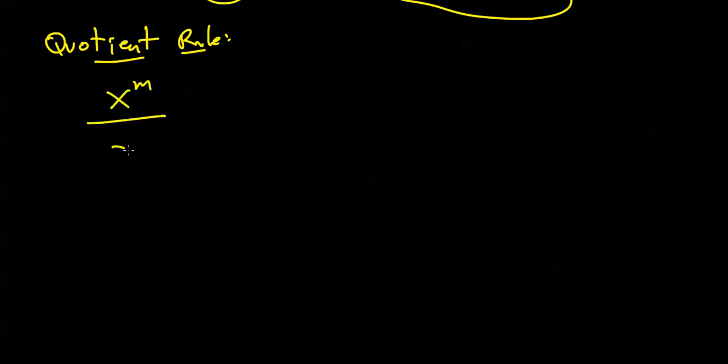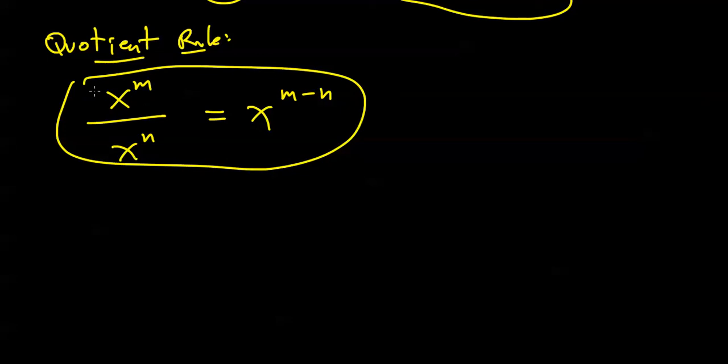Alright, now let's see, one more rule for today, quotient rule. Well, all this says, if you're dividing same base expressions, for example, x to the mth power over x to the nth power, all I really need to do is keep that same base and subtract the exponents. So this is my quotient rule. Our book calls this a quotient rule.